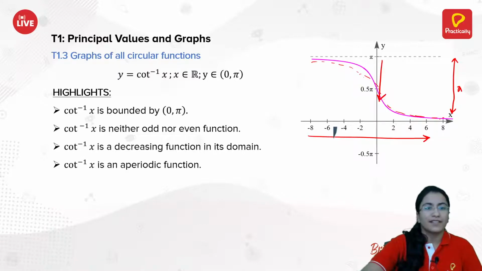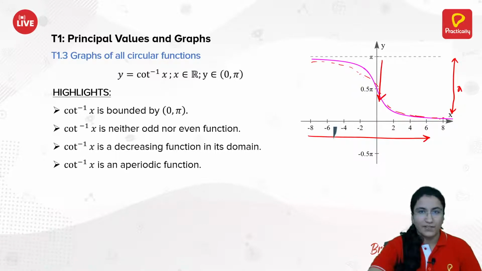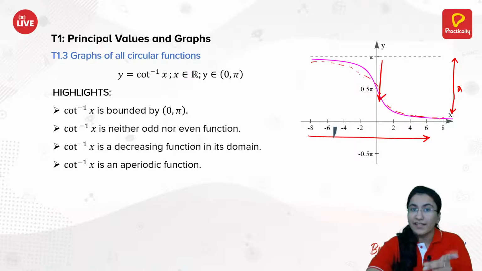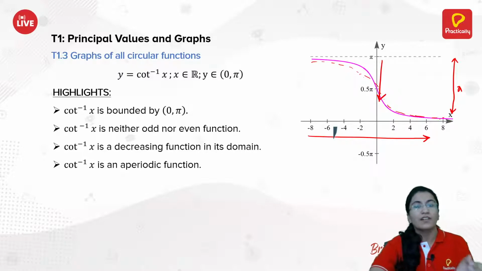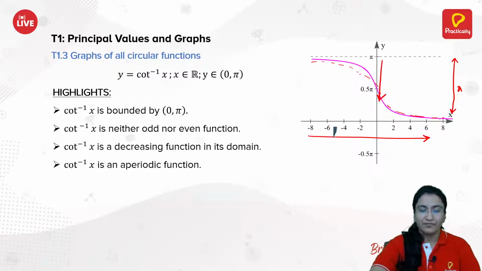Next, cot inverse x is again not a periodic function, right? Again you can see, even after having complete R as your domain, you are not having a periodic function. Again, you can recall to your mind that it is just a one-way result, that if you have a periodic function, you have your domain as complete R, not the other way.